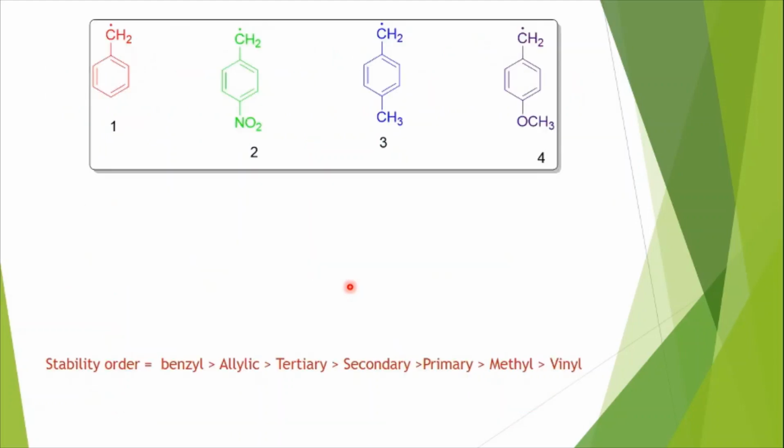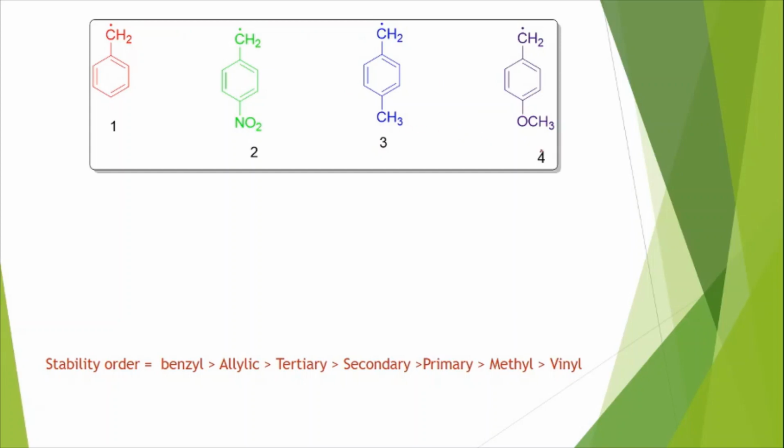Now next slide. You have to tell me the stability order for these molecules. So these are the benzyl radical, and this is a substituted benzyl radical, para-nitro benzyl radical, then you have para-methyl benzyl radical, and para-methoxy benzyl radical. Now here you have to use your inductive effect and resonance effect. To solve this question, you have to use the inductive effect and resonance effect on the stability of a radical.